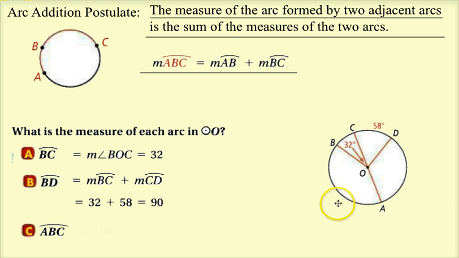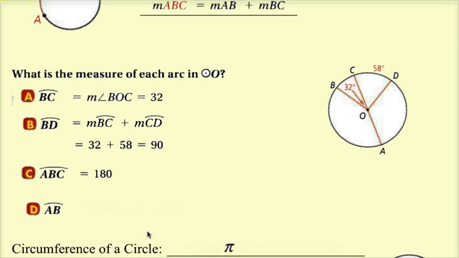And then arc ABC. Well, I can see ABC. Since AC is a diameter, then I'm talking about a semicircle there. So arc ABC equals 180. And the last one I want to know arc AB. Well, if ABC is 180 and BC is 32, I just have to do 180 minus 32 and I will know what arc AB is. So 180 minus 32 is 148. Okay, so I can find out different measures of different arcs in the circle.